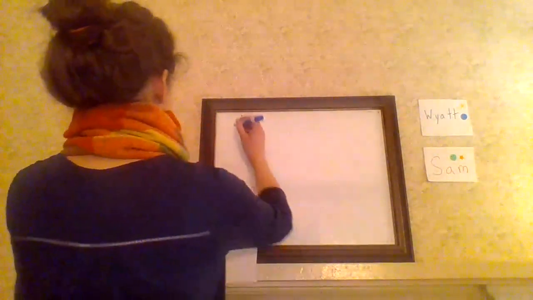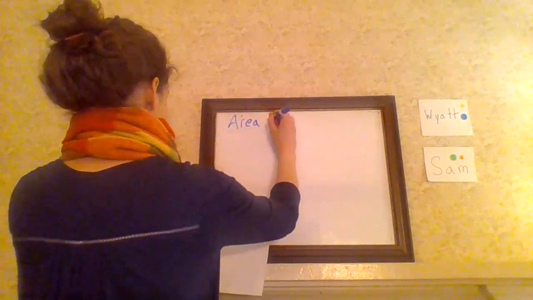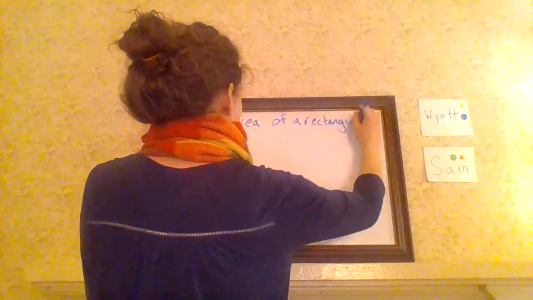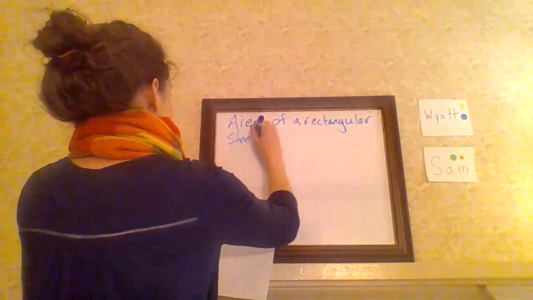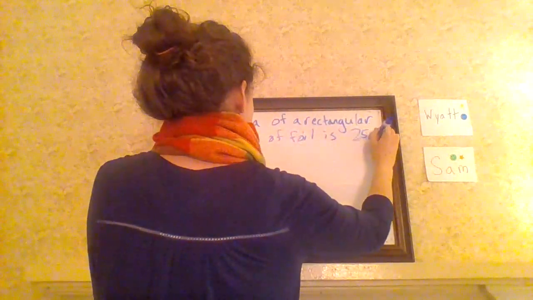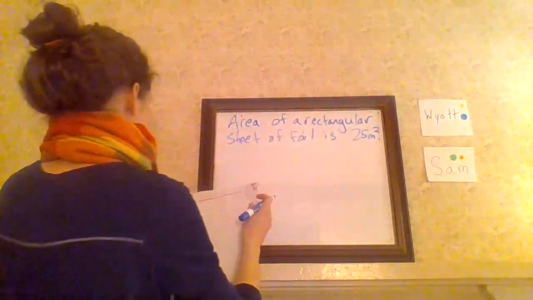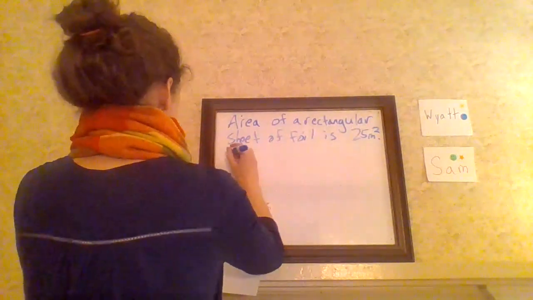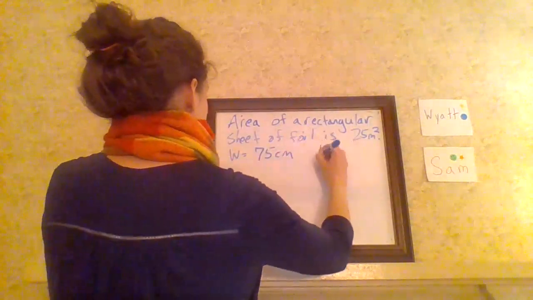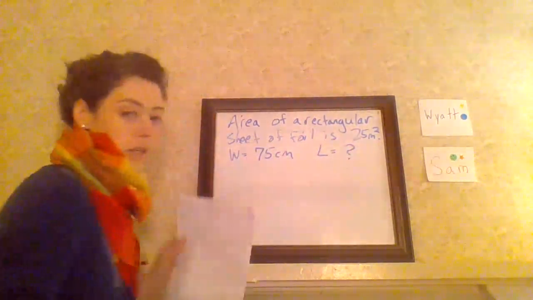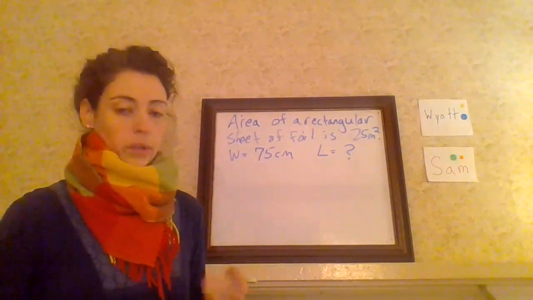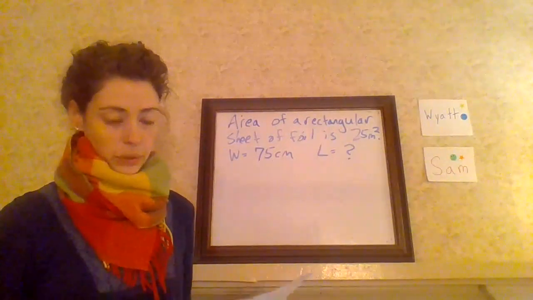Okay, so let's look at a question here. So let's say we know what the area is. The area of a rectangular sheet of foil is 25 meters squared. Okay? And we know that the width is 75 centimeters. What is the length? So in this case, we're not looking for the area, we're actually looking for the length. We know what the area is and we know what the width is.